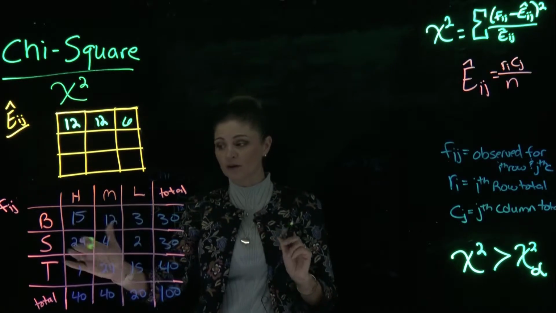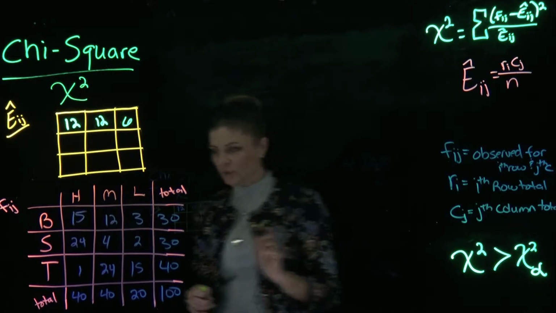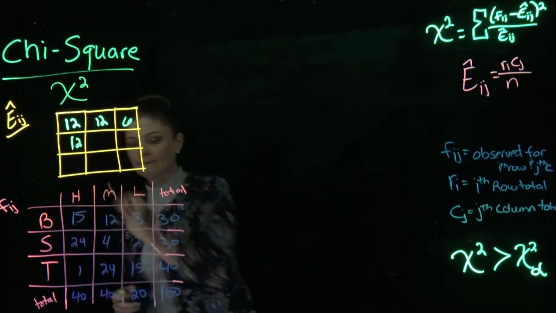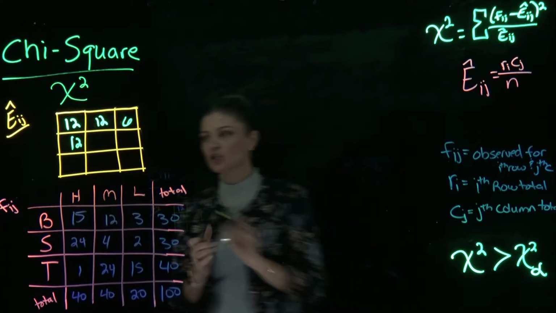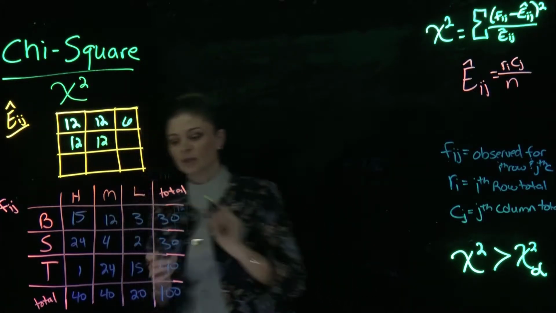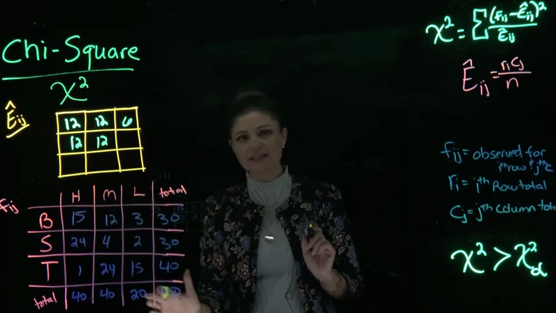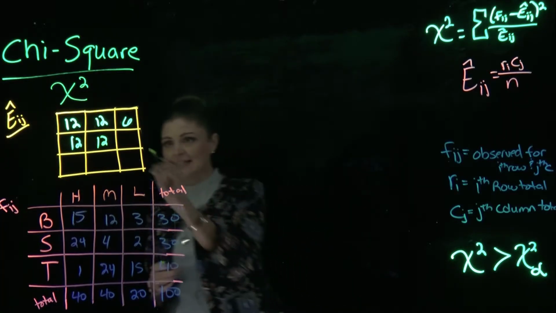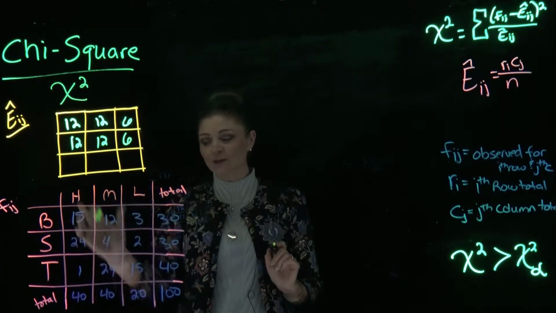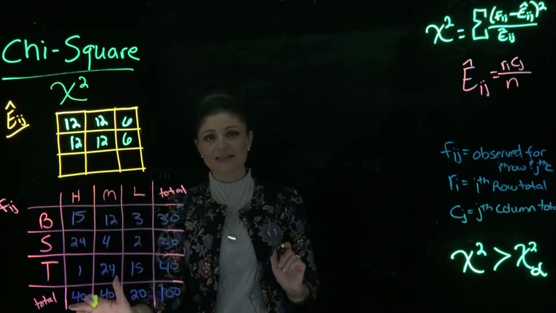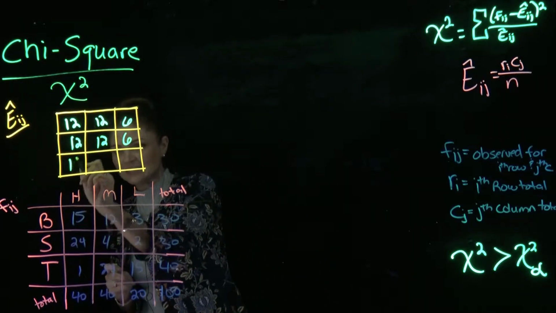So for the 24, it's going to be 30 times 40 divided by 100, which will be 12. Ditto for the 4, 30 times 40 divided by 100, also 12. For the 2, it's going to be 30 times 20 divided by 100, which is going to be 6. And our final row, for our tax deferred high, is going to be 40 times 40 divided by 100, which is going to give us 16.